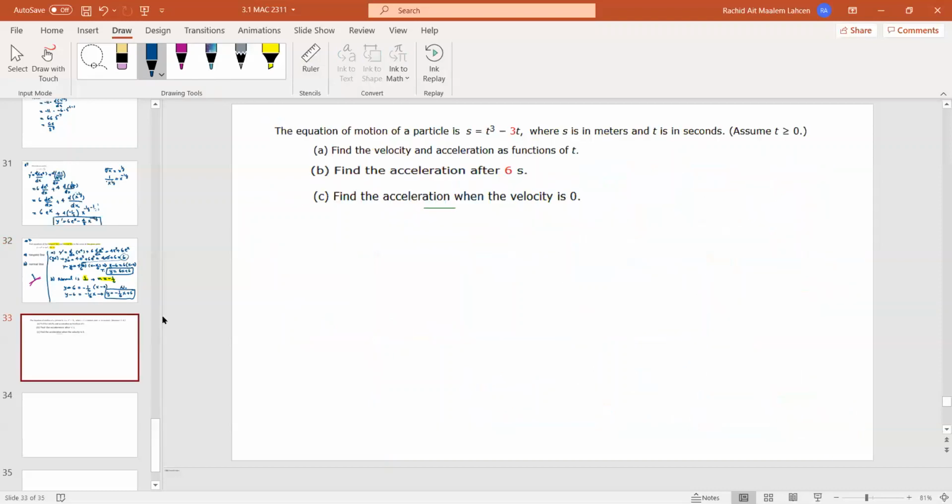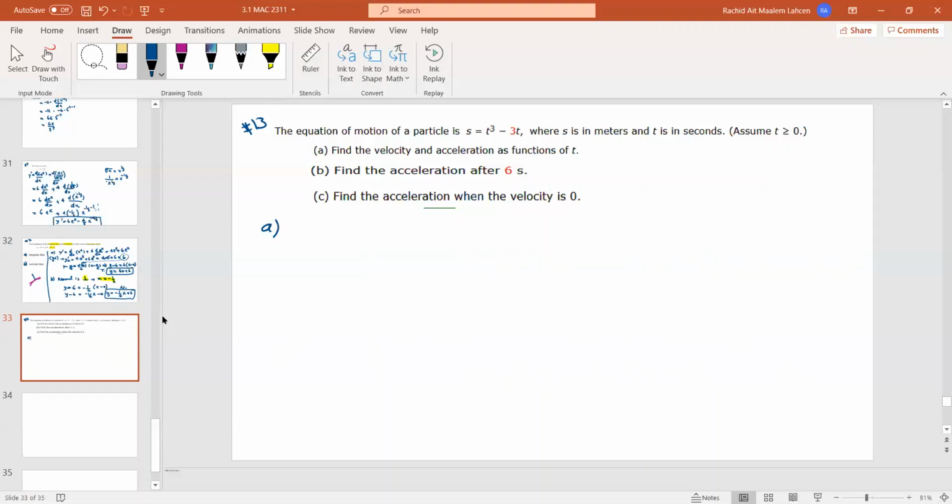So what is this one? I think number 13. The equation of motion of a particle is this, where s is in meters and t is in seconds. Assume that t is greater than or equal to 0. Find the velocity and acceleration as functions of t. When we talked about these parts, we said that the velocity is the first derivative, and acceleration is the second one.